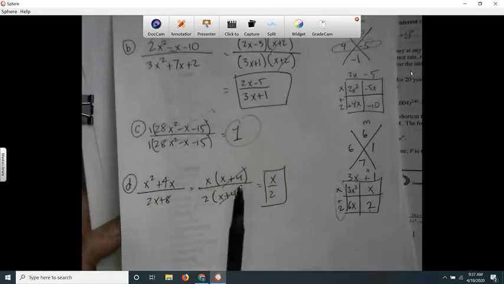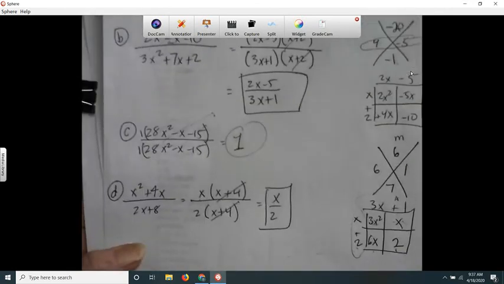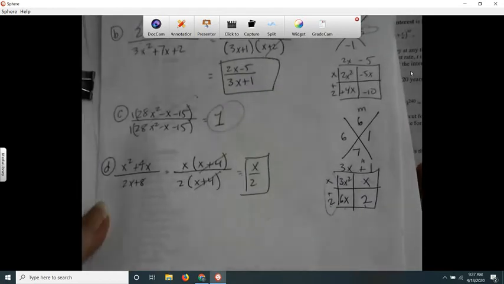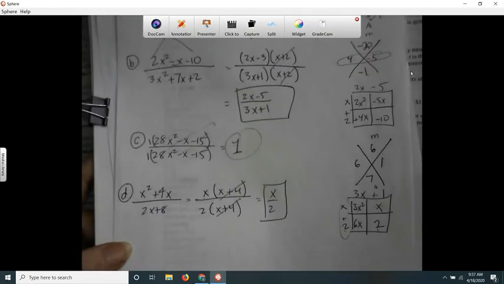So that's what you're supposed to take from this lesson: you need to remember how to factor, or if you don't remember how to factor, learn it, and then you need to cancel out the giant 1s.